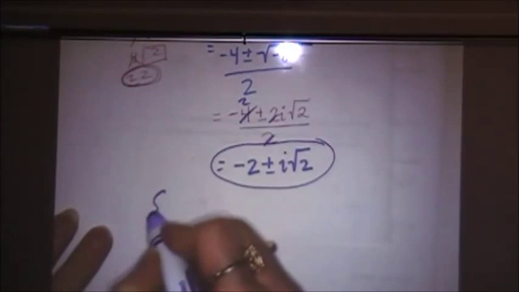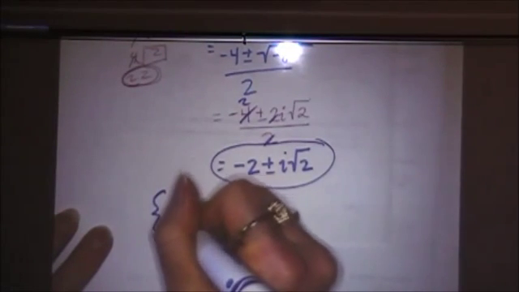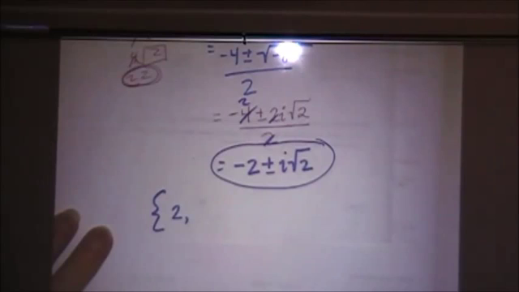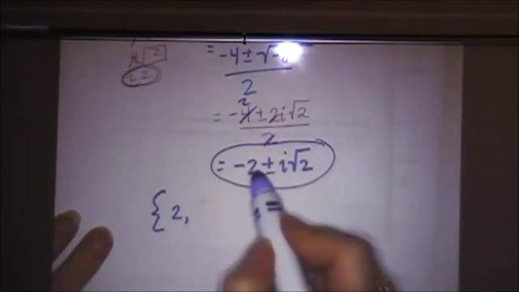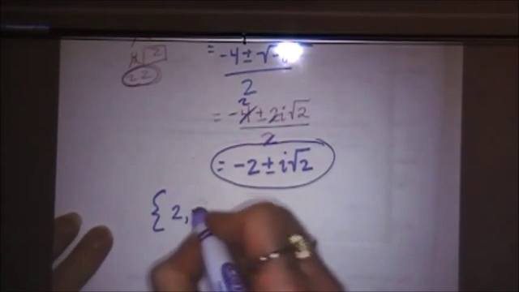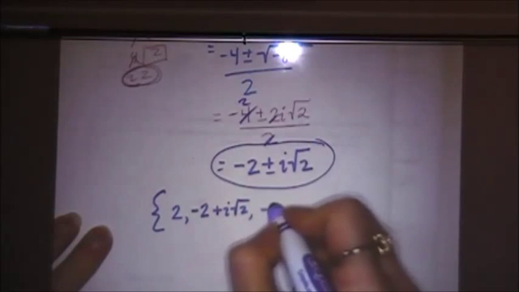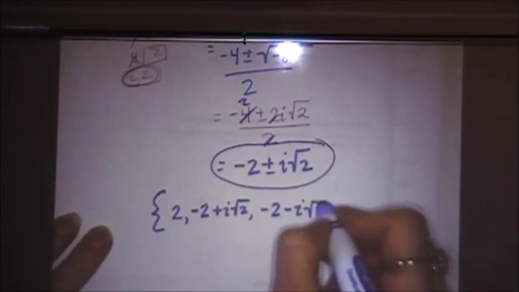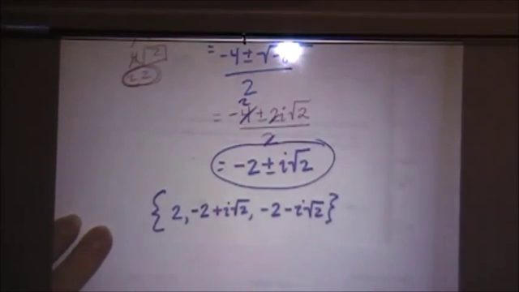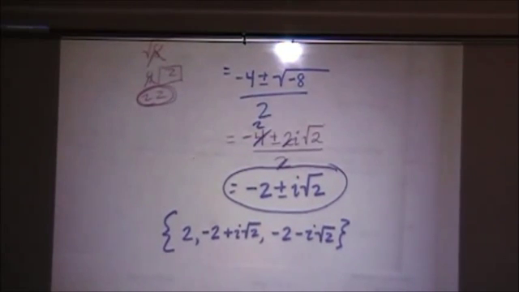So when it asked for a solution set, remember 2 was the first one I used to synthetically divide. That's a double root, so that counts as 2 of my 4. And here are my other 2. You have to type them out individually. Negative 2 plus i square root 2 and negative 2 minus i square root 2. So that's my solution set. And it was to the 4th degree, but because of the double root, there are only 3 answers.